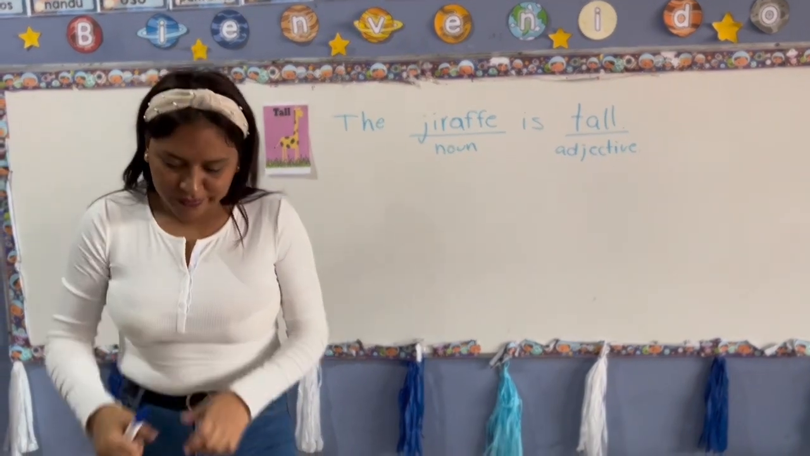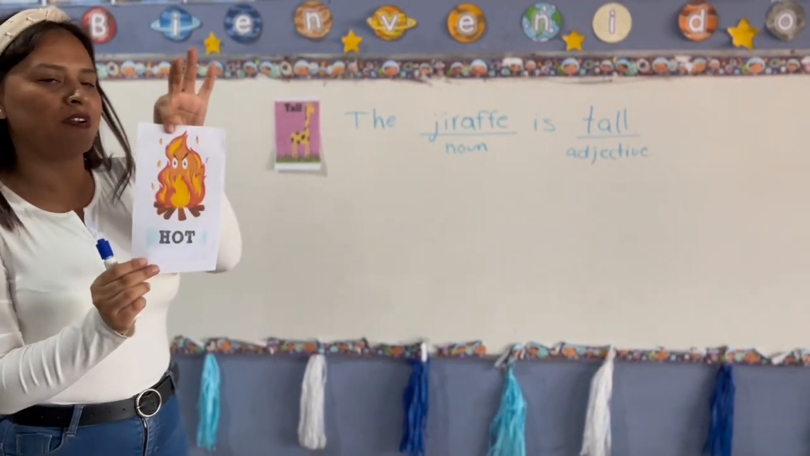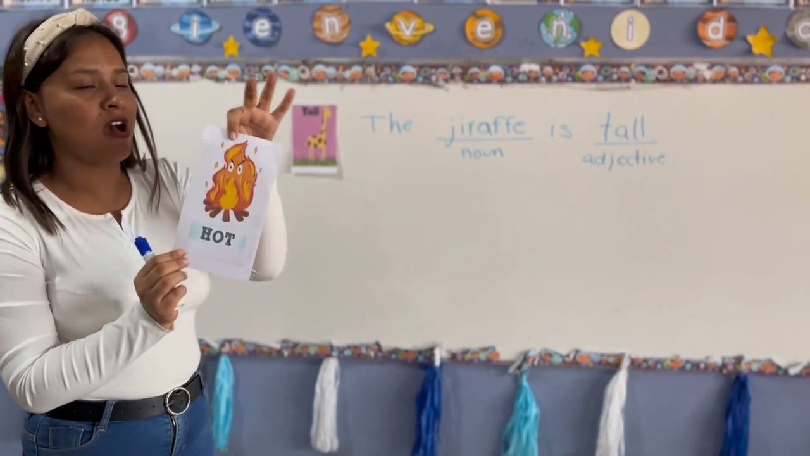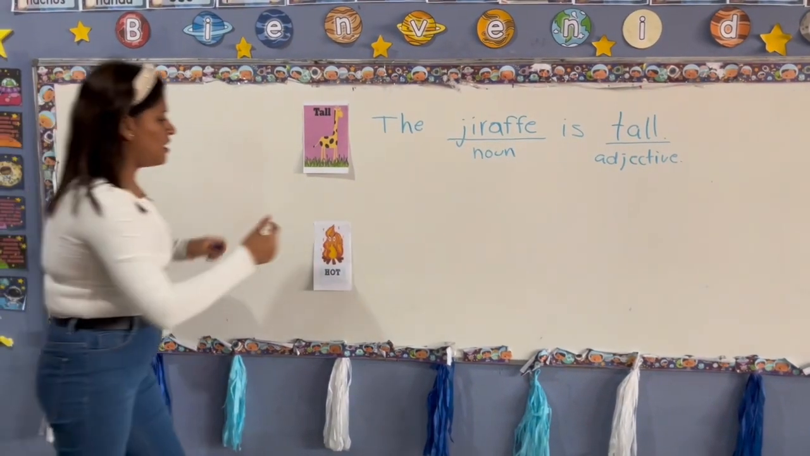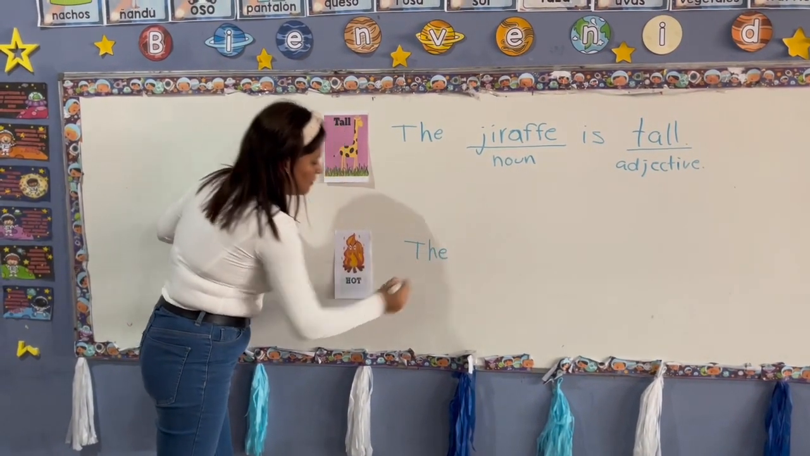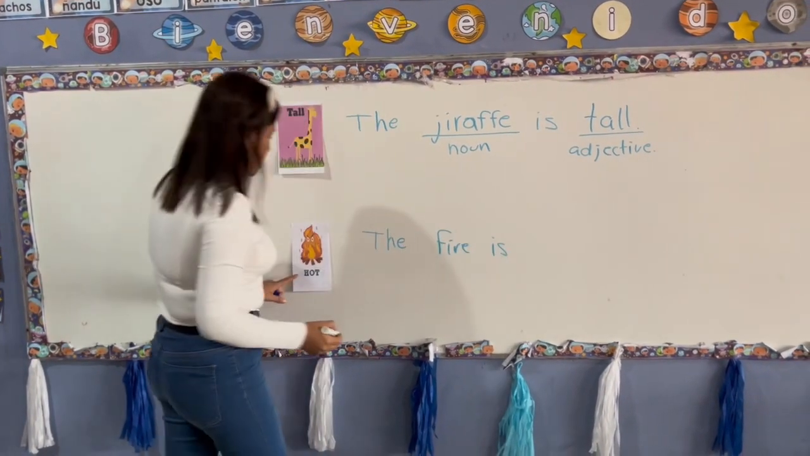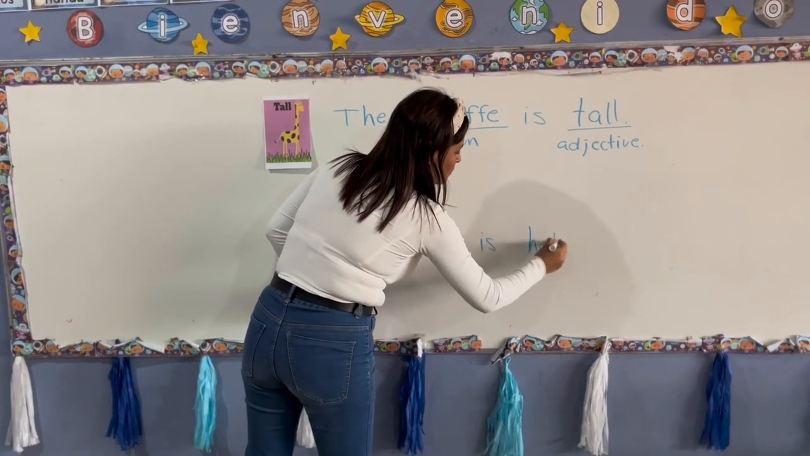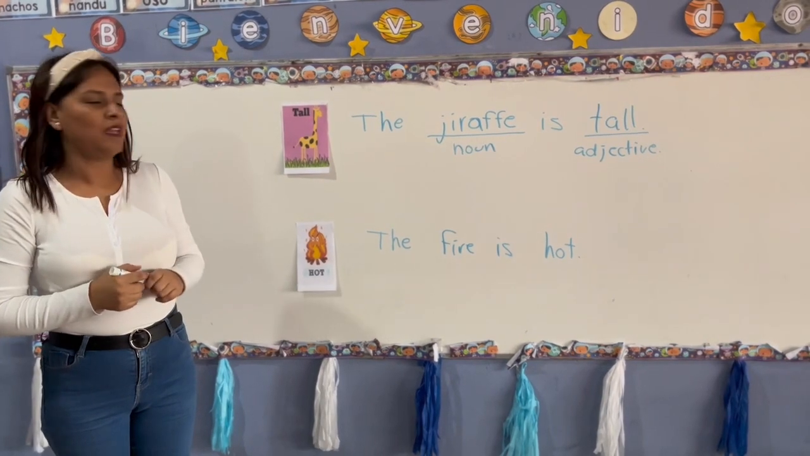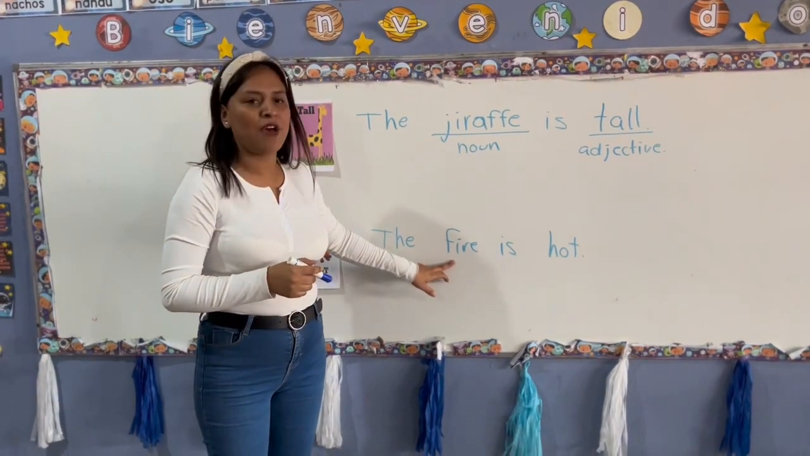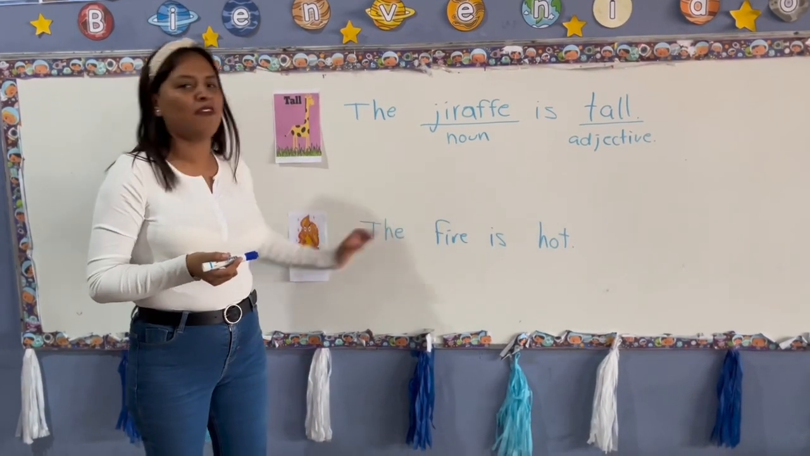One more example. We have fire. How is fire? Fire is hot. So let's make an example of this image. The fire is hot. Now, let's search for the noun and the adjective here. Our noun would be fire and our adjective would be hot because this is describing how the fire is.